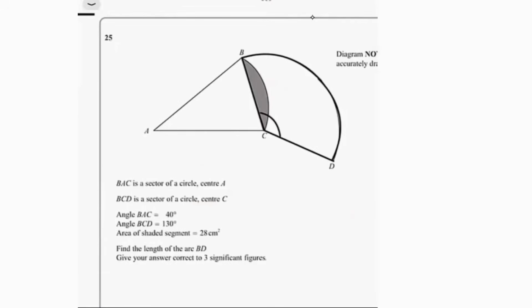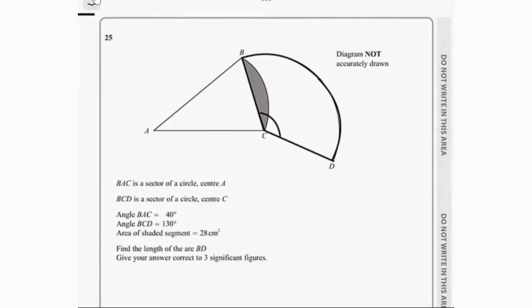The next question was that we have a sector BAC with center A, and then we have another sector which is BCD with center C. Angle BAC is 40 degrees. So this is 40 degrees. And angle BCD is 130 degrees. The area of the shaded segment, this shaded part, is 28 centimeters square. We have to find the length of arc BD, this part.